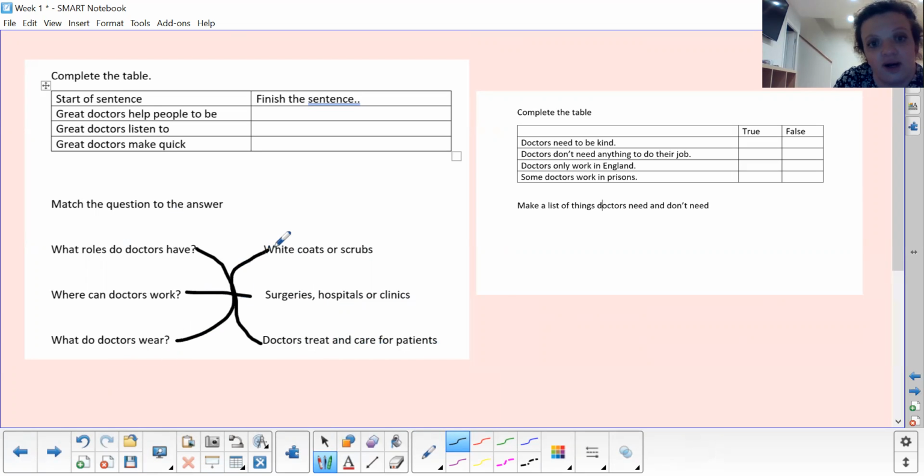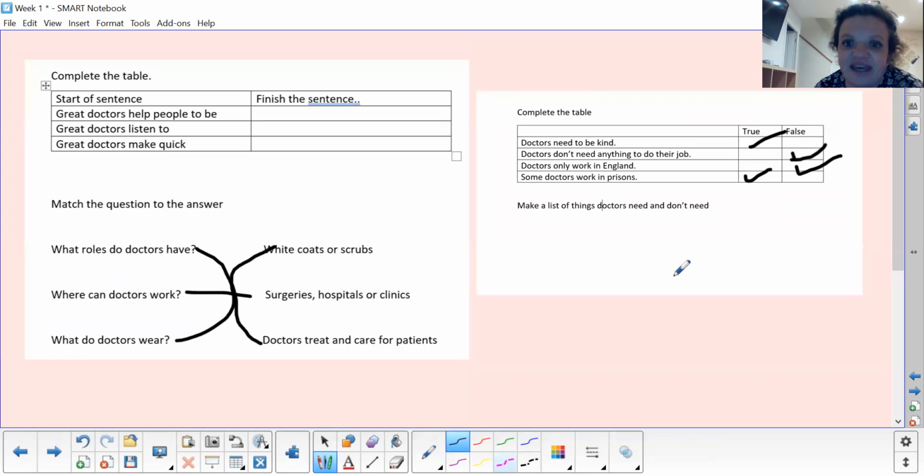What do doctors wear? White coats or scrubs. Doctors need to be kind. True, definitely. Doctors don't need anything to do their job. False, they do need some things. My ticks are awful. Doctors only work in England. False, they work across the world. And some doctors work in prison. That's true, because people that are in prison can get sick as well and they need some help.